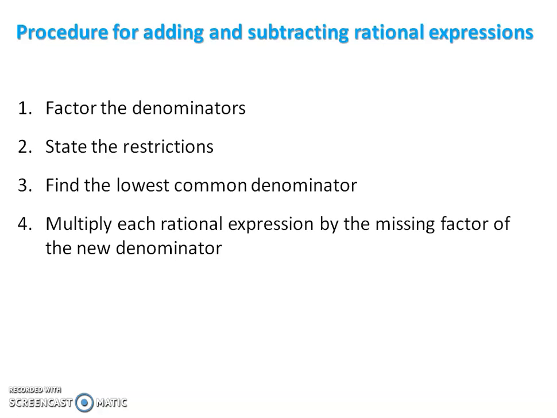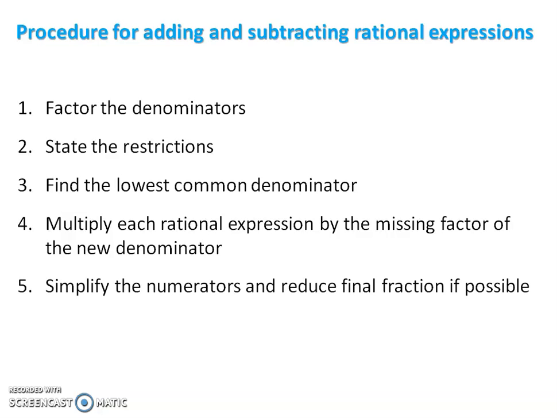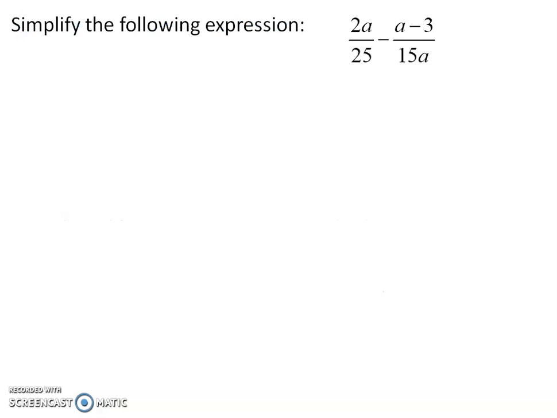You'll figure out what missing factors you have to multiply each rational expression by to get that common denominator, and then simplify numerators and reduce your final answer if possible. I'll show you what I mean. In this first example, there are two rational expressions that I'm subtracting.